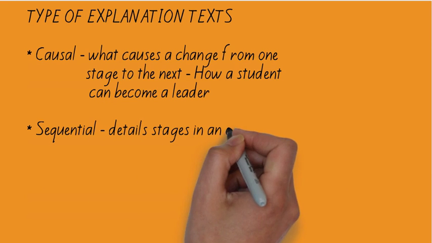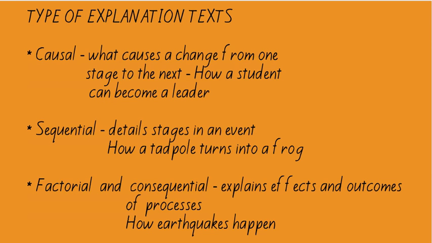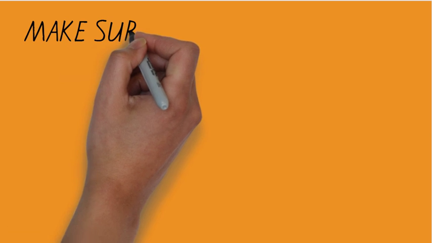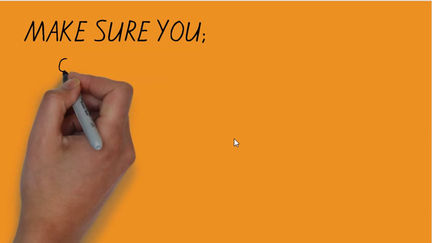So here are some types of explanation texts. The causal: what causes a change from one stage to the next? Like, how does a student always manage to get the rewards or become leader of the school, so that you can explain that. Sequential: details stages in an event. How does a tadpole turn into a frog? Or how does a caterpillar turn into a butterfly? Factorial and consequential explains effects and outcomes of a process. So how does an earthquake happen? And how does our water quality become lower and lower?